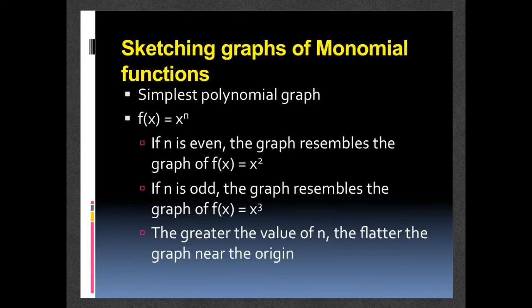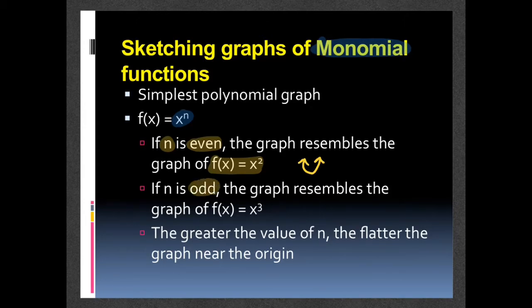So the first thing you're going to do is if you just have a monomial, and a monomial is one polynomial with a single term, so something like x to the third, x to the fourth, x to the fifth, x to the sixth, just a single term. And the rules are here. If your n, which is your exponent, is even, like squared, raised to the fourth, sixth, eighth, and so on and so forth, then the graph resembles that of f of x equals x squared, or my parabola.